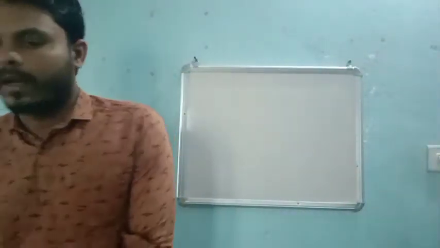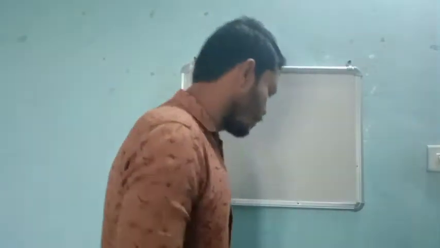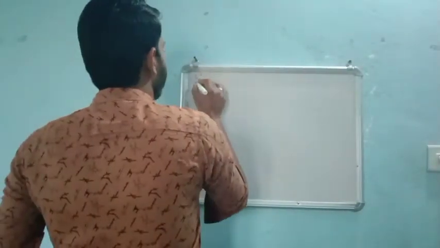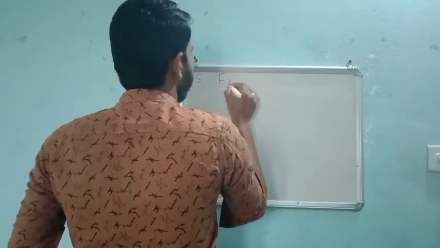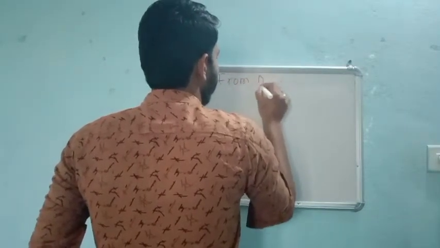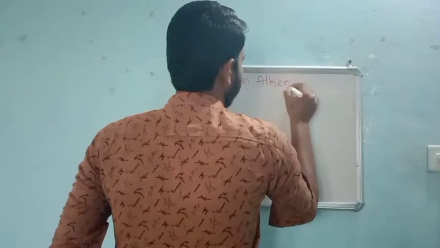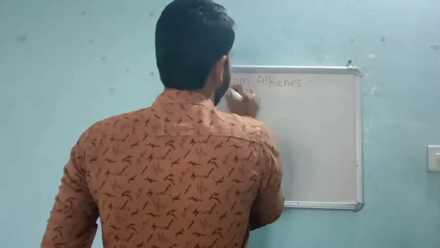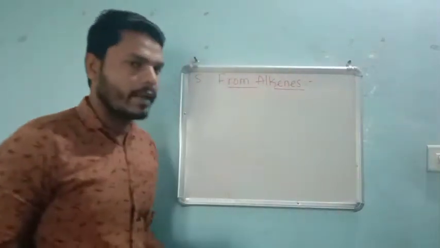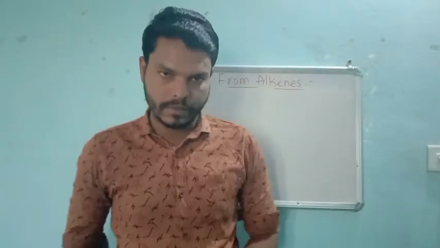Dear student, in the last class I just introduced the fifth type of preparation from alkenes. So this plays a very major role, right? Why? Because here Markovnikov and anti-Markovnikov come into existence, right?